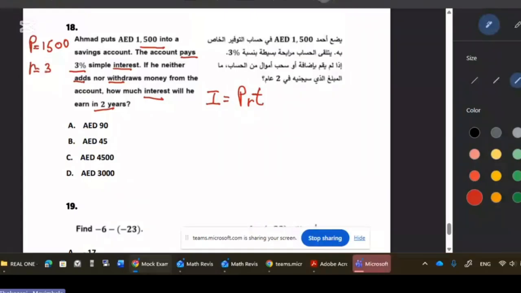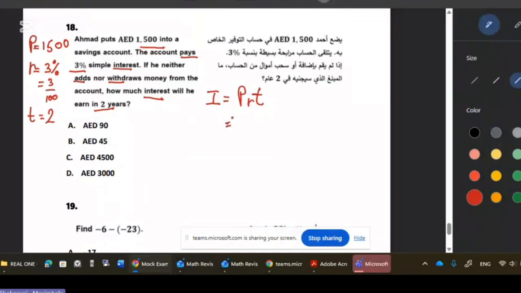3%. It is 3%, which is the same as 3 over 100. Excellent. And then what is our T? Which means what is time? Two years. Yes. And the principal, the amount, the rate, and the time, yes, two.